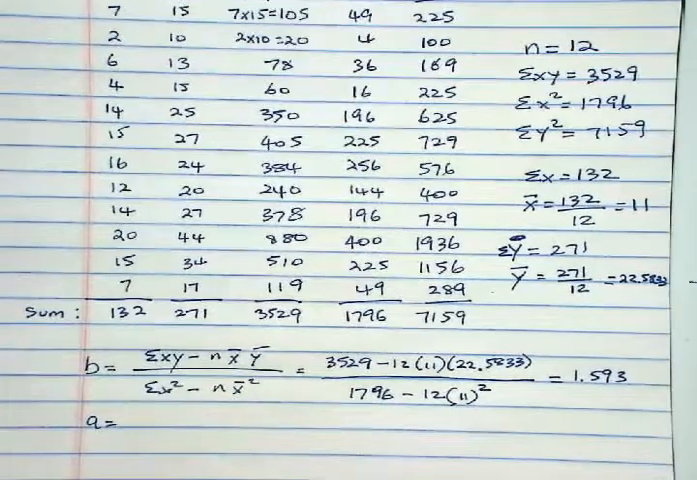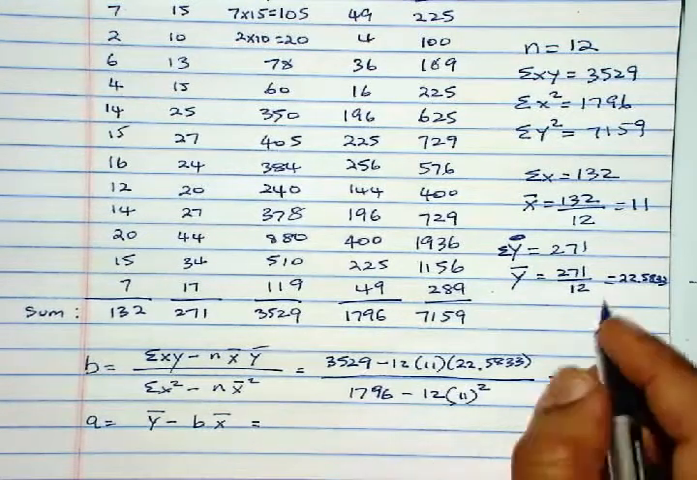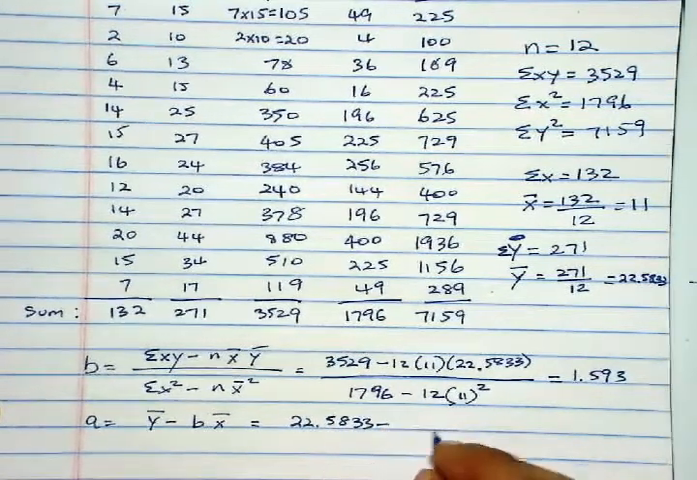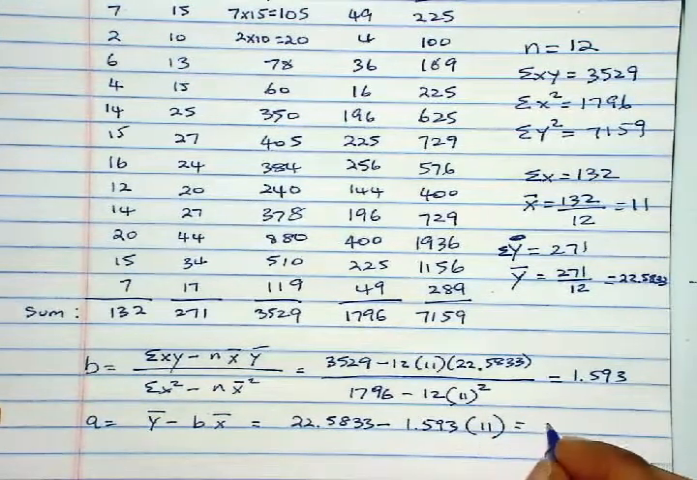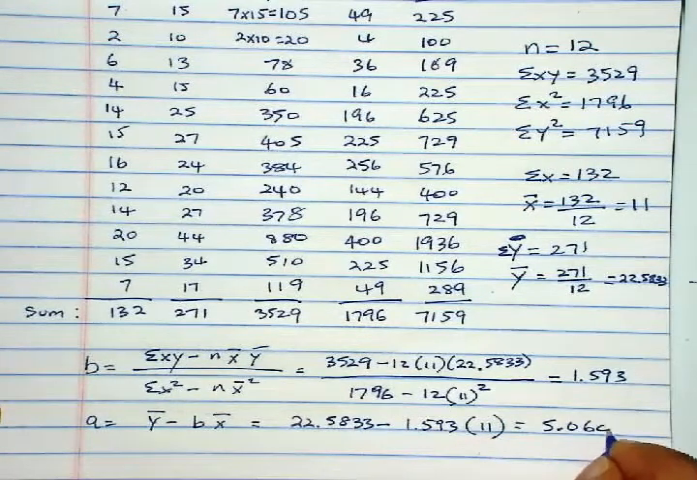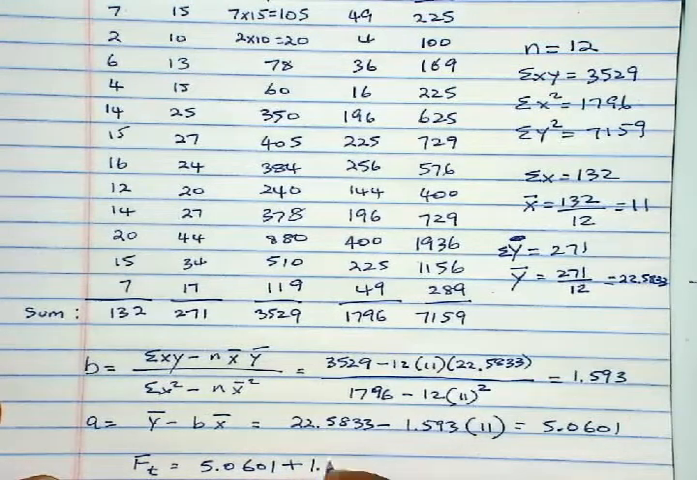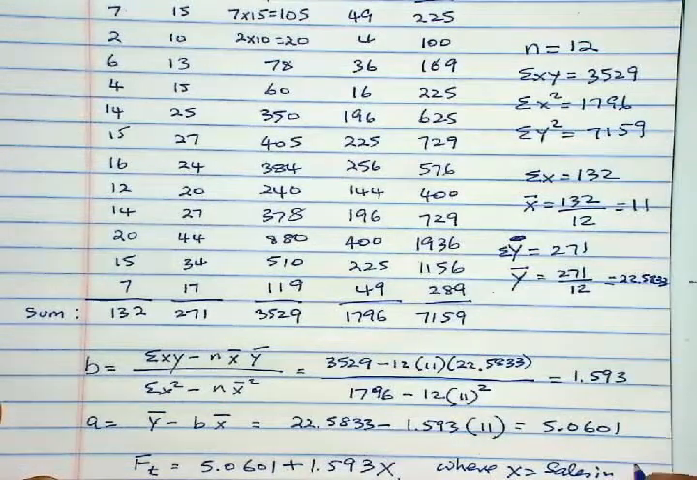and y-intercept A is y bar minus b times x bar. So y bar is 22.5833 minus b times x bar, and we get 5.0601. So then forecast is 5.0601 plus 1.593x, where x is sales in $1,000,000.